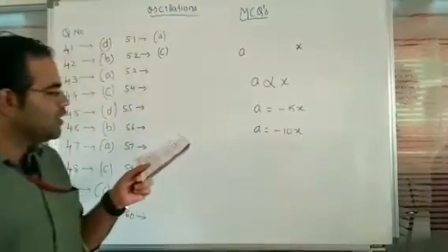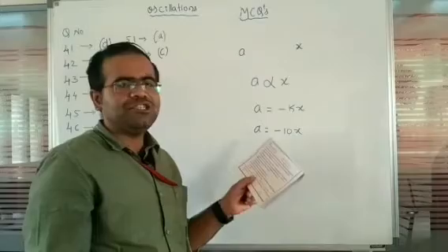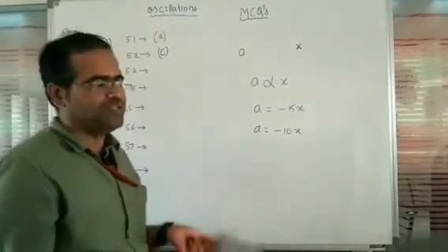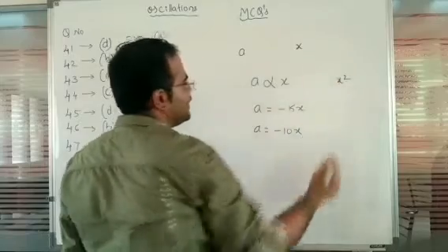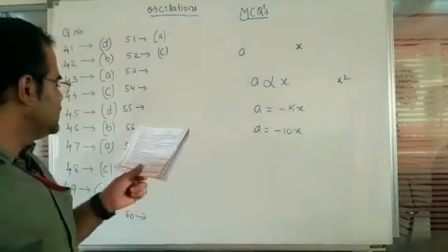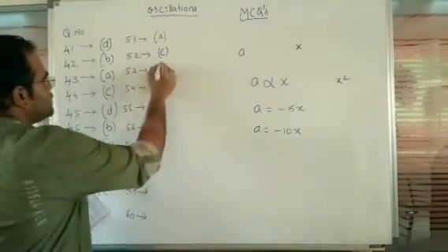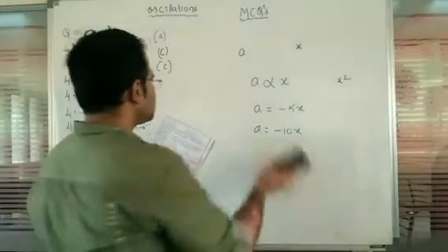Because all are given in terms of a positive value, the only possibilities are the second option and the third option. But in the second option, it is given as x squared. It is not x squared here, it is only x. So that is the reason. For question number 53, we have option C.